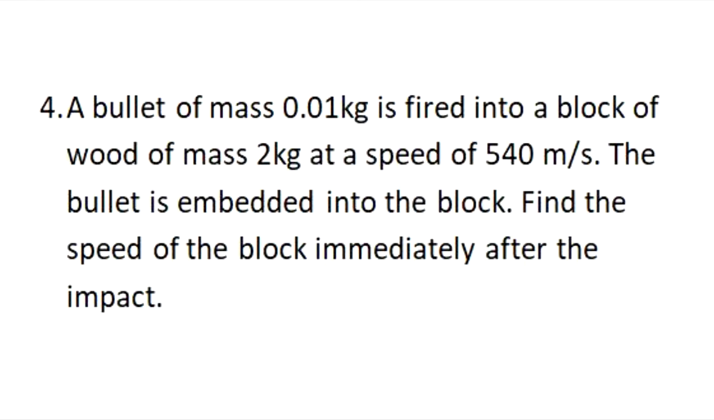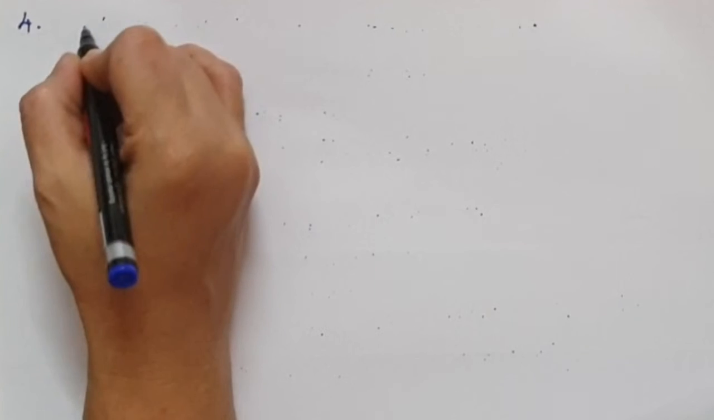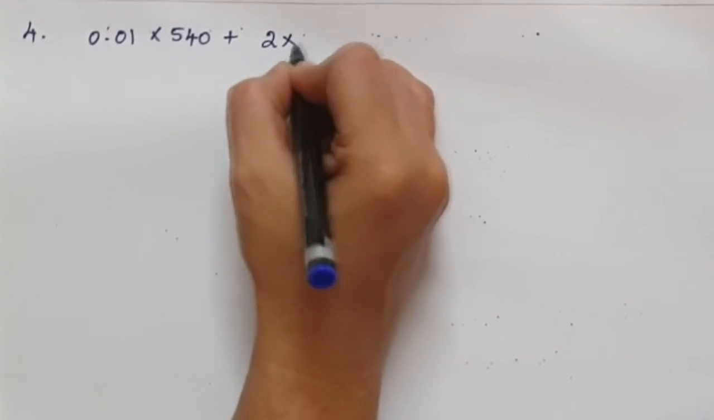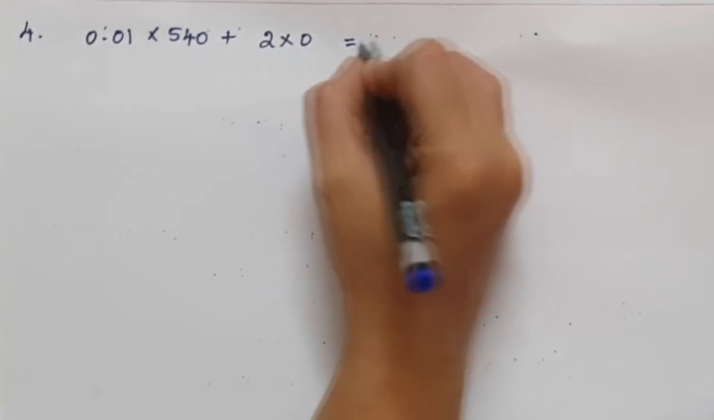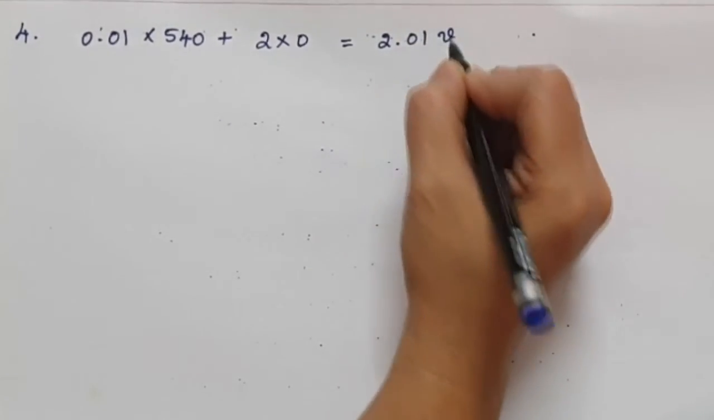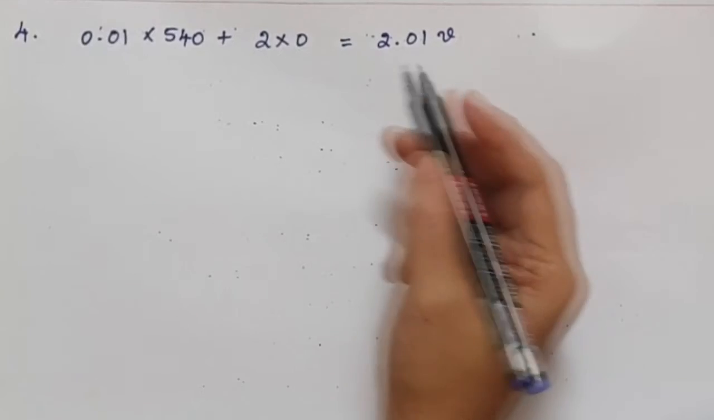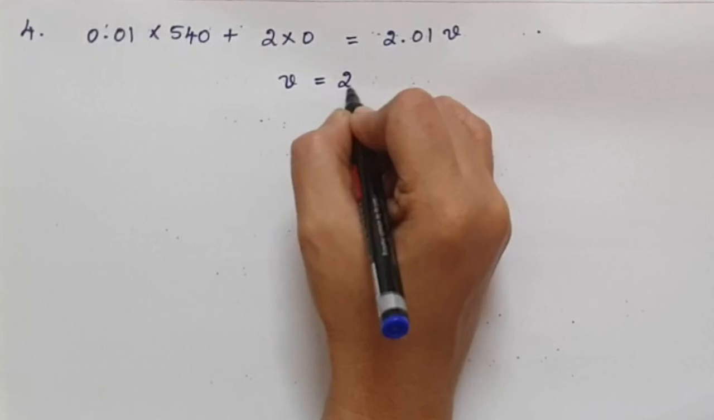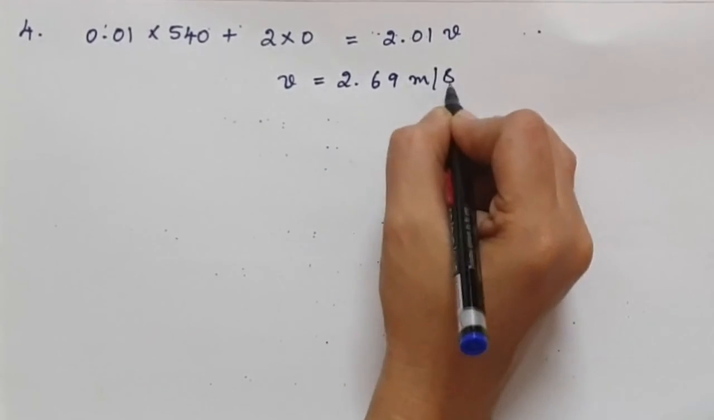The next question. A bullet of mass 0.01 kg is fired into a block of wood of mass 2 kg at a speed of 540 meter per second. The bullet is embedded into the block. Find the speed of the block immediately after the impact. So 0.01 into 540 plus 2 into 0. Initially the block is at rest. That will be equal to 2.01 into v, because it is a coalescing body. Now when we simplify this, we'll get v will be equal to 2.69 meter per second.